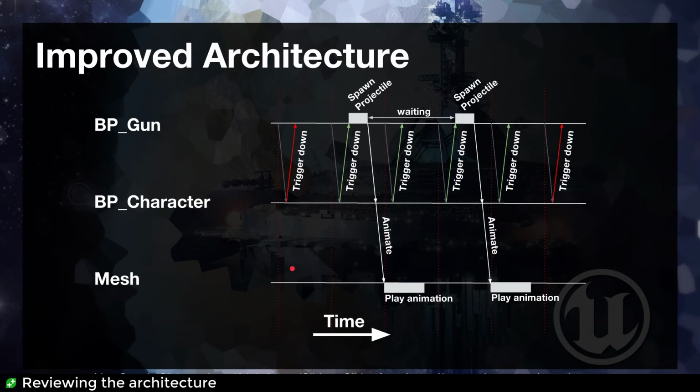This is the improved architecture that we had looked at. We've got the gun responsible for spawning the projectiles, the character pulling a trigger essentially on the gun, and the gun kind of queries that trigger status. And then we had the spawn projectile animating the mesh, so sending an animation directly to the mesh. That could be the first person mesh or the third person mesh.